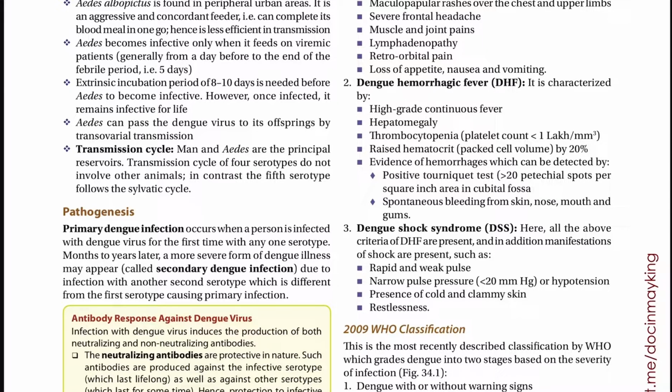During pregnancy, prepartum maternal infection occurs that is symptomatic in the newborn. The symptoms include fever, thrombocytopenia, ascites, and pleural effusion.